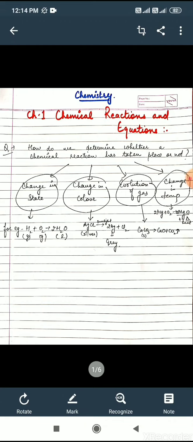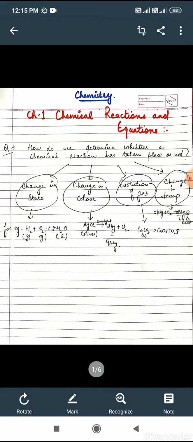So our next point is change in color. Whenever there occurs a change in color from reactant to products, then we can say that there is a chemical reaction. As you know, we have written reactants on our left hand side and products on our right hand side.